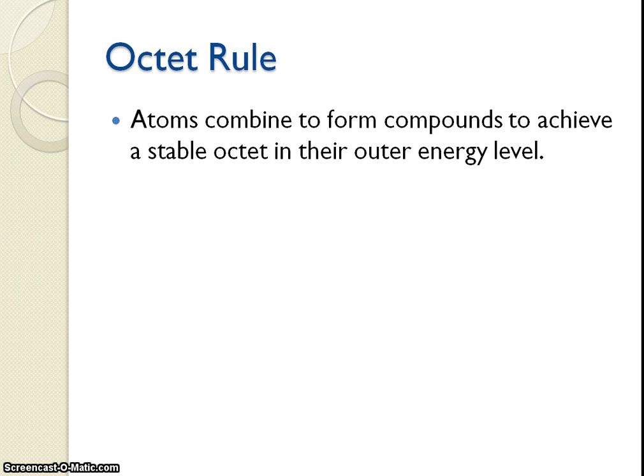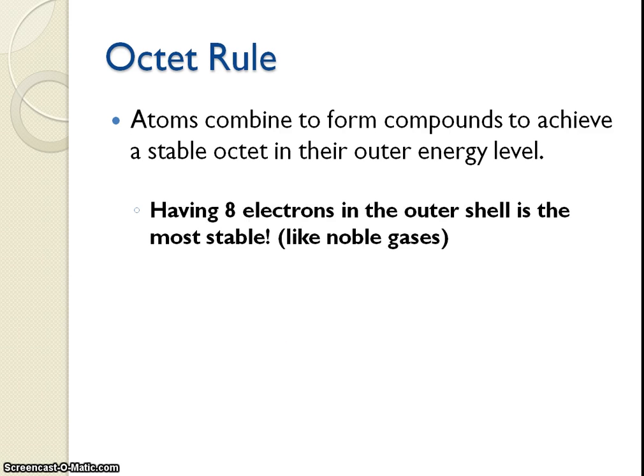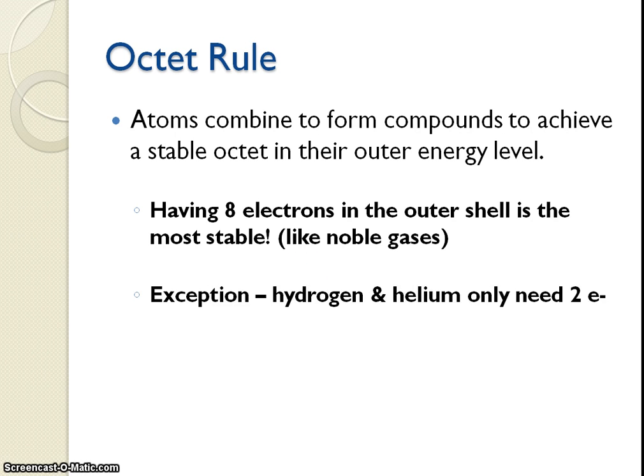So just to review the octet rule, and again, this is just a review from last chapter, atoms are always going to try to achieve that stable octet, which is having 8 valence electrons. Whenever you have 8 electrons in the outer shell, it's going to be stable. Except for hydrogen and helium. So remember we talked about, since they only have an S, that first energy level, they only need 2 to become stable instead of 8, because they're so small.